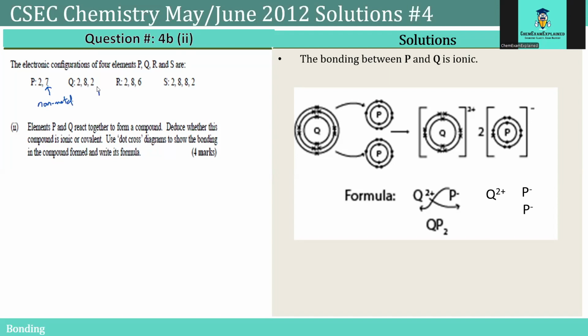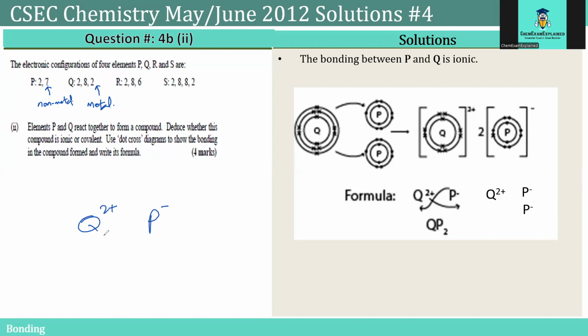Looking at Q, it has 2 electrons on the valence shell. So Q is a metal. So right away, we know that the bonding between P and Q is ionic. Now, if we are going to be putting P and Q together to bond it ionically, we must first look at how the elements are arranged and what charges they carry. So Q would carry a 2+ charge since it has 2 electrons on its valence shell. So to become stable, when it loses those 2 electrons, it carries a 2+ charge. P would carry a negative charge since it must gain an electron to become stable.